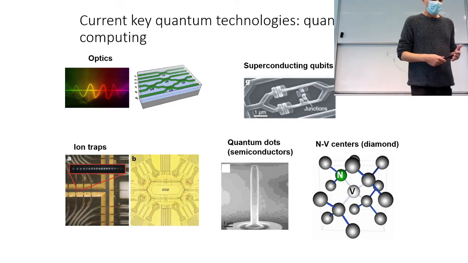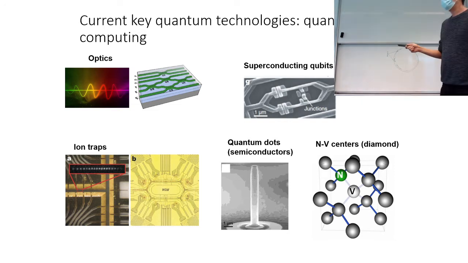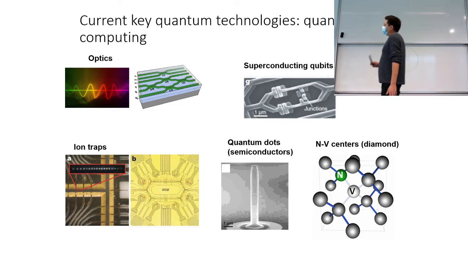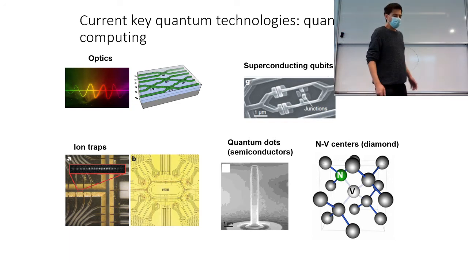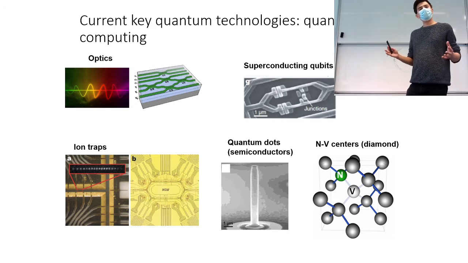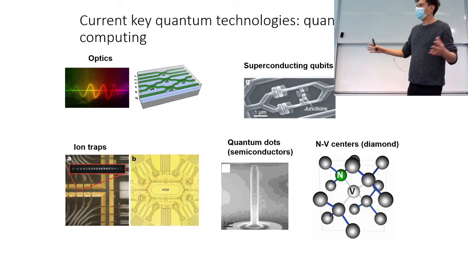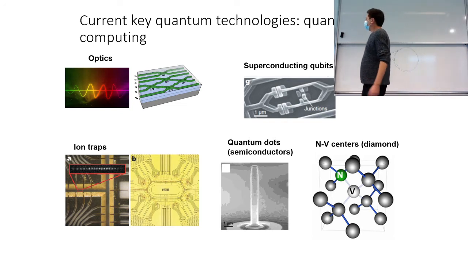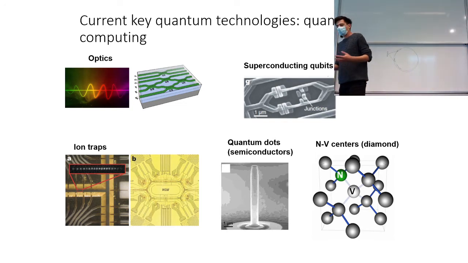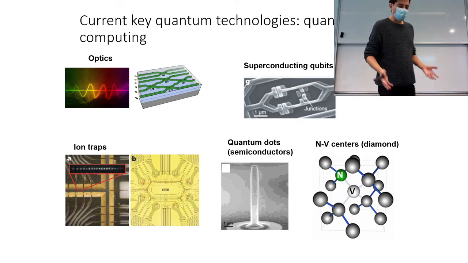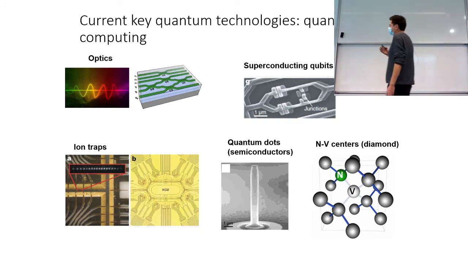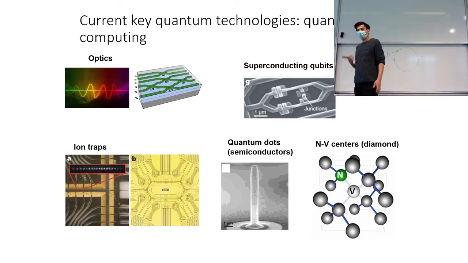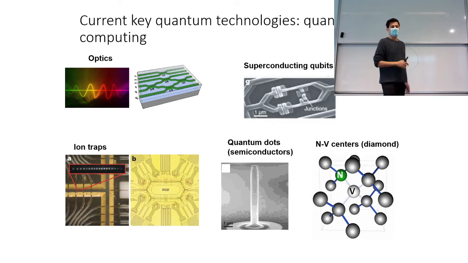So that's quantum communication, but what about things like quantum computers? Quantum computers, of course, are a different kind of hardware. These are generally more like computational devices, but it's still not really clear what is the best technology to build these quantum computers out of.